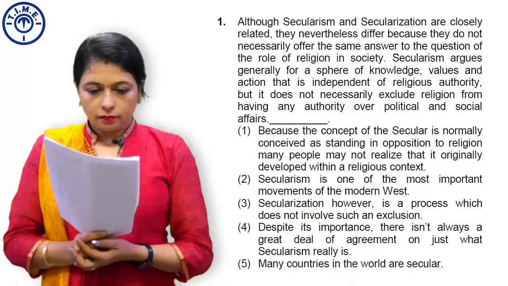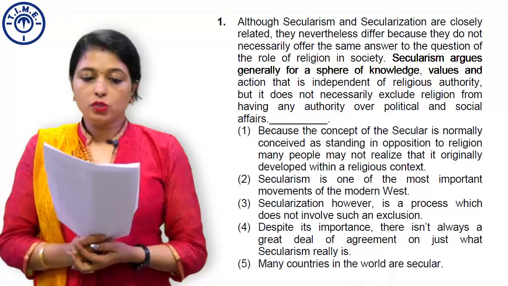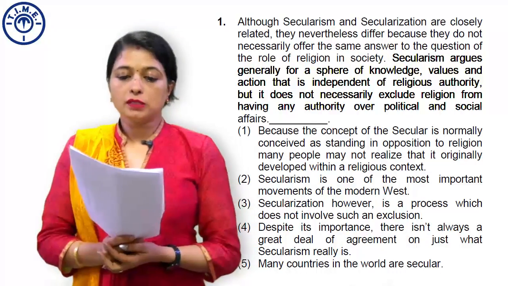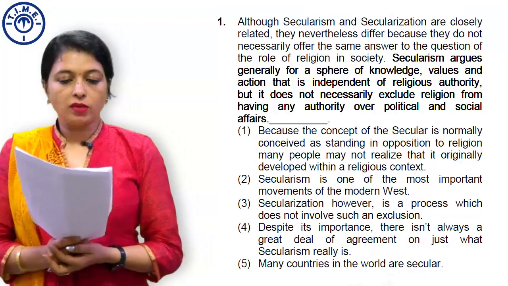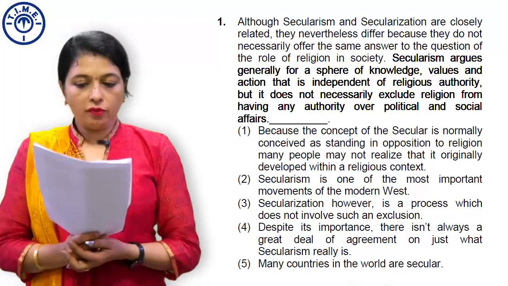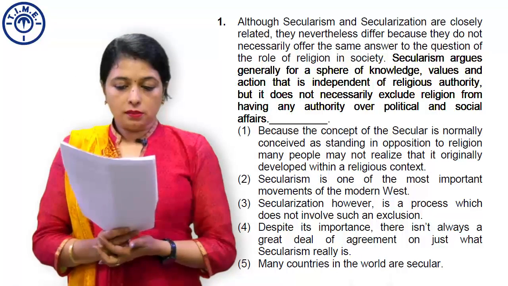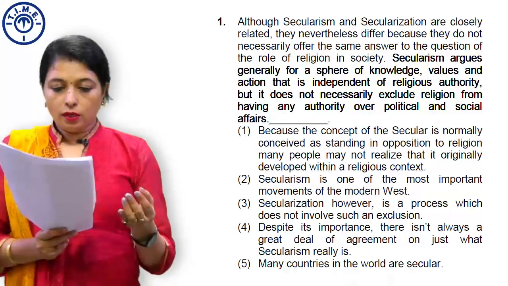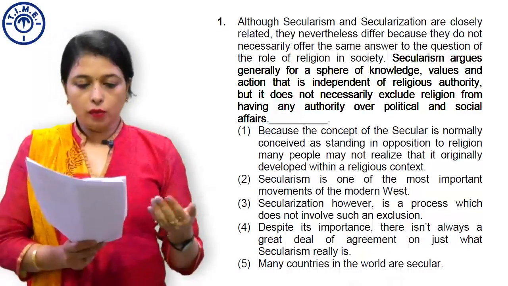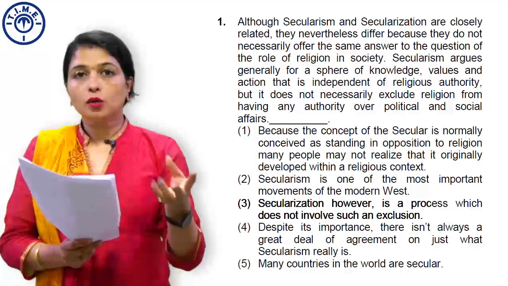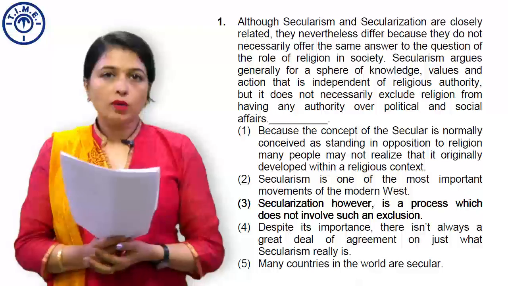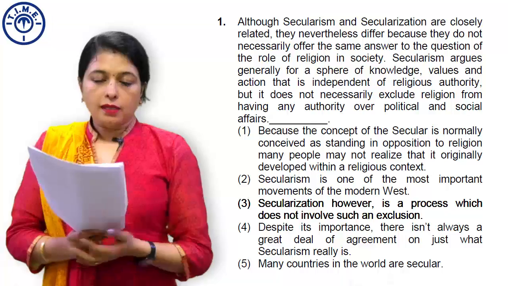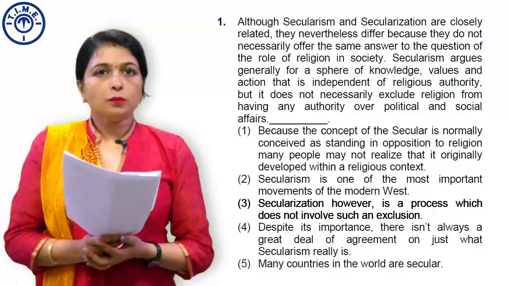Now, look at the last sentence, that means the one which is before the blank. It says, secularism argues generally for a sphere of knowledge, values and action that is independent of religious authority, but it does not necessarily exclude religion from having any authority over political and social affairs. So, the last sentence says that secularism does not exclude religion, and therefore, after looking at the choices again, you understand that the third option is the one which can fit in to complete the idea. Because it says exactly that and continues with it, and later on it plugs it also.